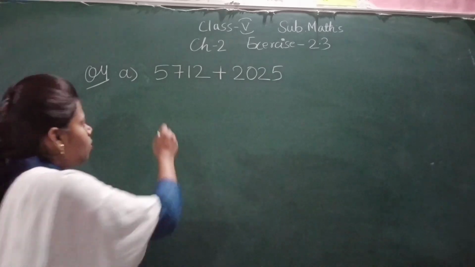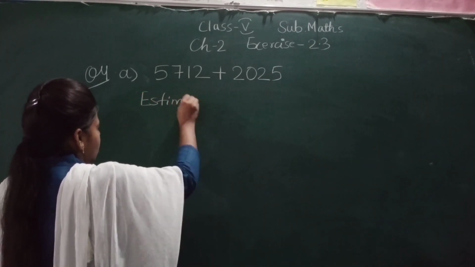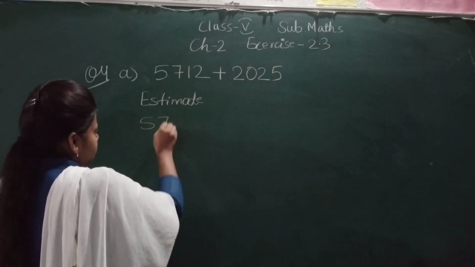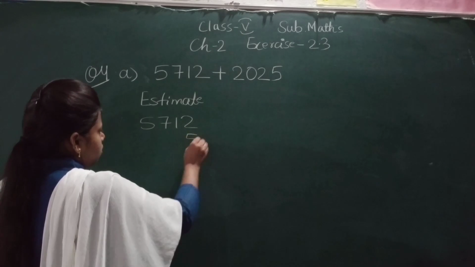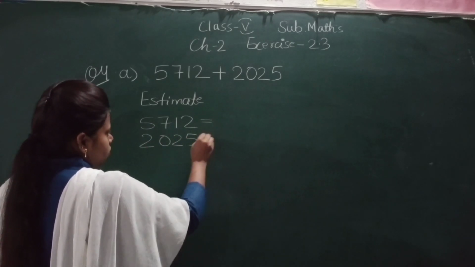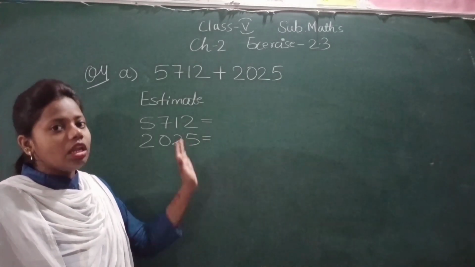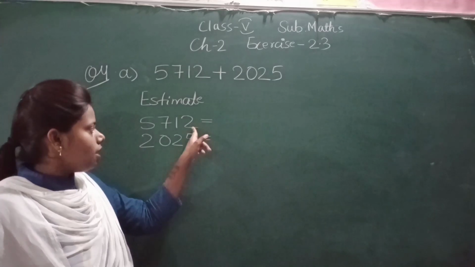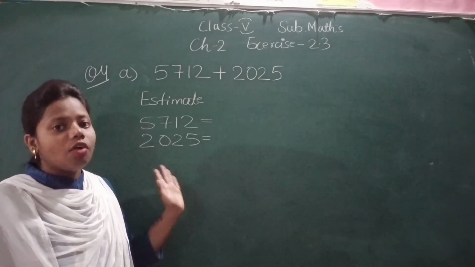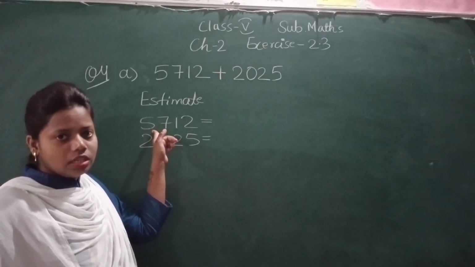Now how to do it? You will write here: estimate. Now write this question. I have written this question. Now we will do the estimation, which means we will round up. Now to which place will we round up? Ones, tens, hundreds, thousands. We will round up to the nearest thousand.